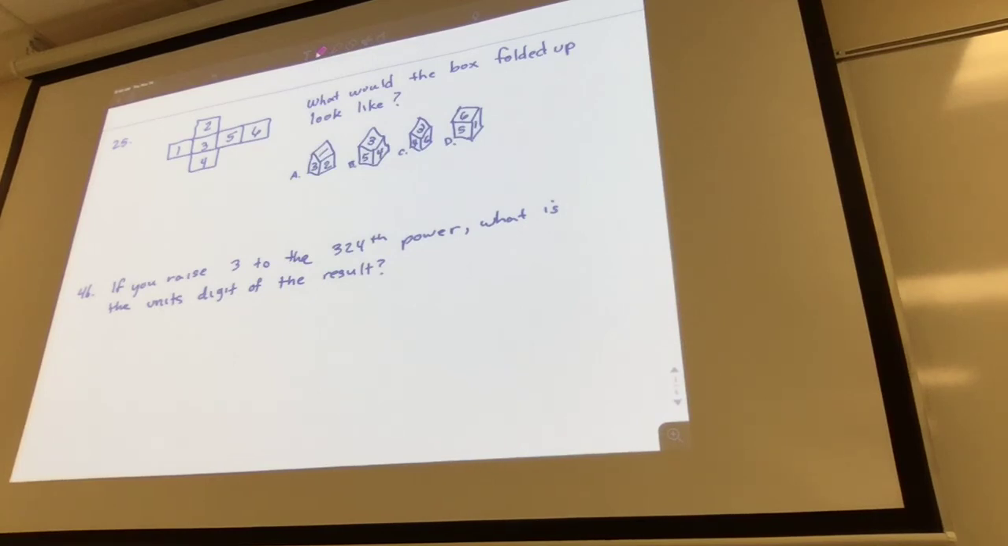It's saying fold that thing up, right? So if you take 1 and you fold it under, then we have 3, then you have 5 over here, and 6 will be on the bottom, right? If you were to wrap that all the way around. So visually, you kind of do this with yourself. 2 flipped over, 4 flipped over, right? But what would the box folded up look like?